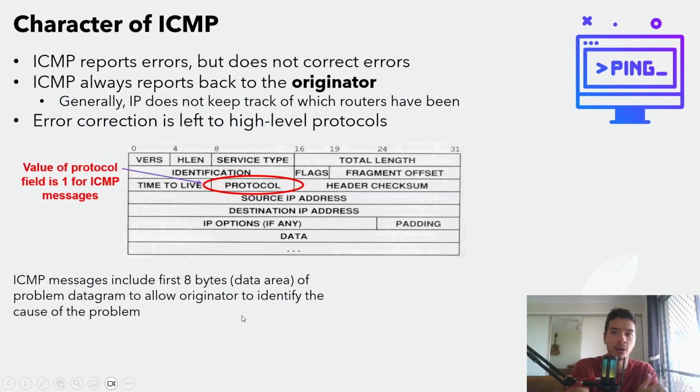So this is like the error stuff. ICMP reports errors but does not correct errors. ICMP always reports back to the originator. Generally, IP does not keep track of which routers have been used. Error correction is left to higher-level protocols. The value of the protocol field is 1 for ICMP messages. So there you go. ICMP messages include an 8 byte data area of the problem datagram to allow the originator to identify the cause of the problem.